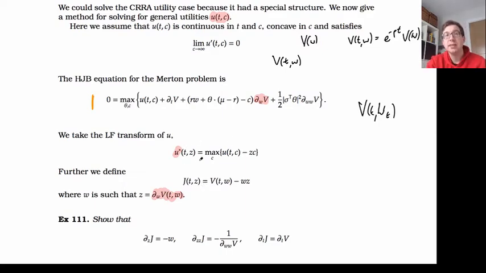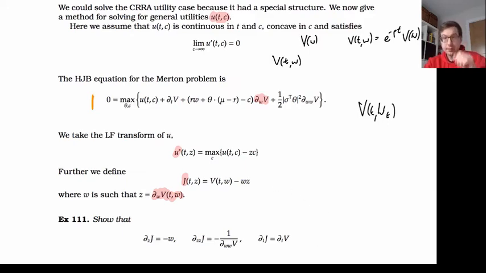So I could do something very similar here, and when I solve the maximization over w, w would have to relate to z through this expression here. Anyway, basically what we're doing is defining two new functions, u star and j, where j is given by this, and z relates to w through this expression.